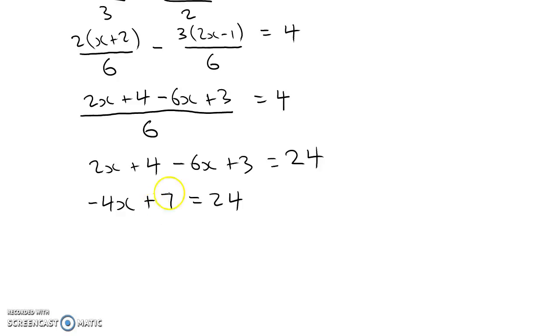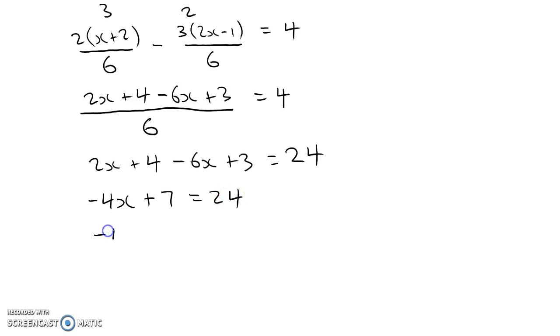If we bring this 7 over to this side, we subtract 7 from 24, so we'll get minus 4x equals 24 minus 7, which is 17. And our final step, divide both sides by minus 4, so we'll get x equals minus 17 on 4, and that's our final answer.